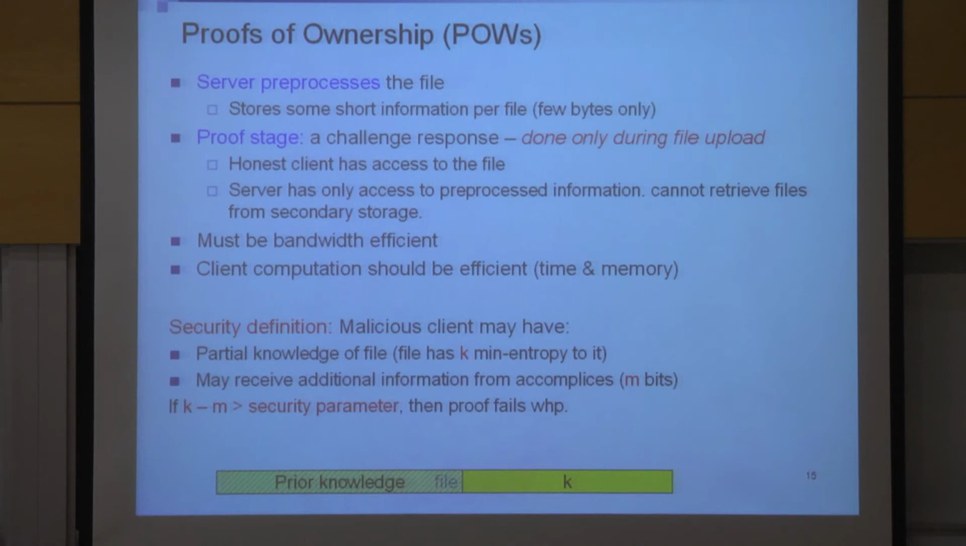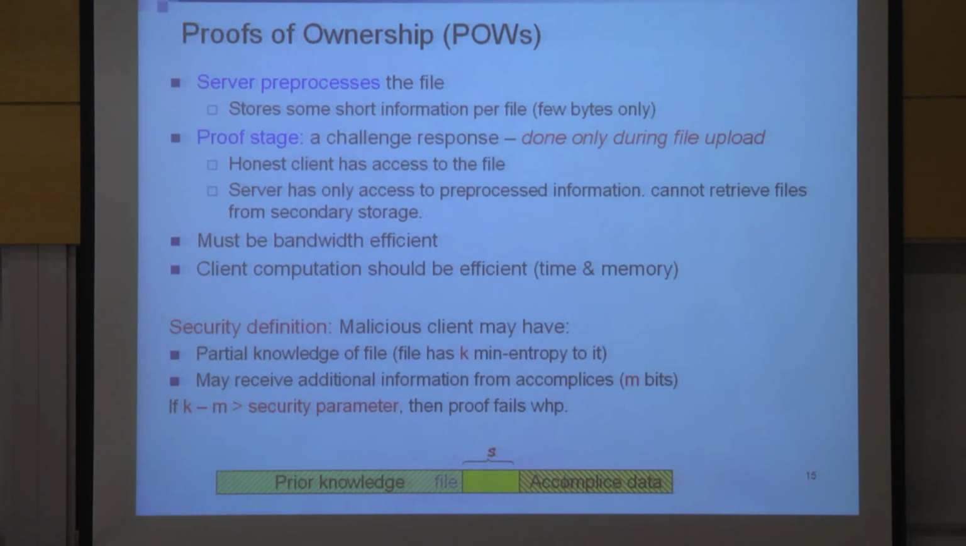And then we're also trying to prevent against these CDN attacks. So you can also get from an accomplice m additional bits of accomplice data. And this is not really bits about the file. You're getting some computation about the file from an accomplice. And if both of these still leave some unknown quantity about the file, bigger than a security parameter, then there's no way to answer the challenge, to actually get the challenge right.